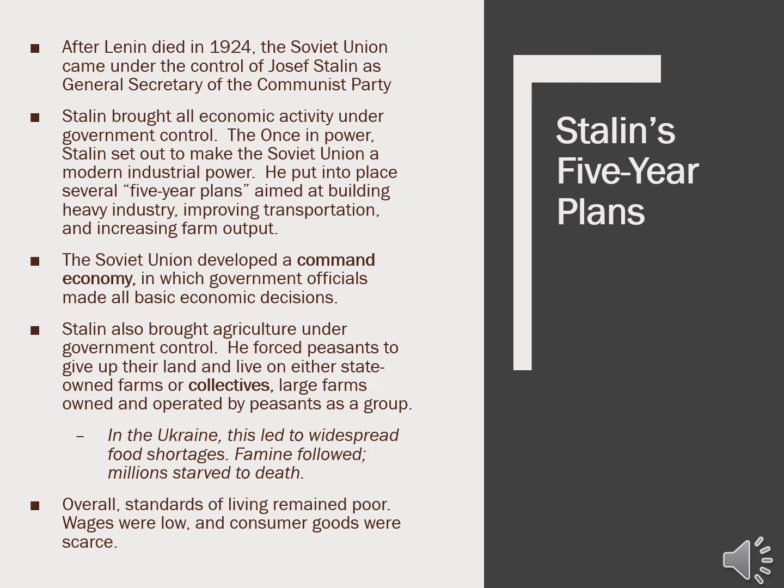And so he's basically undoing that land reform that all of the peasants had wanted. And so he brings agriculture under government control, forces the peasants to give up their land, and then puts them together in these collectives or living on a state-owned farm. And once they do that, he basically says, okay, here's how it works. You're going to grow 100 bushels of wheat. If you grow 90 bushels of wheat, you're going to be punished.